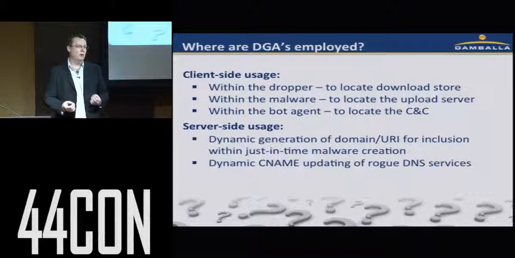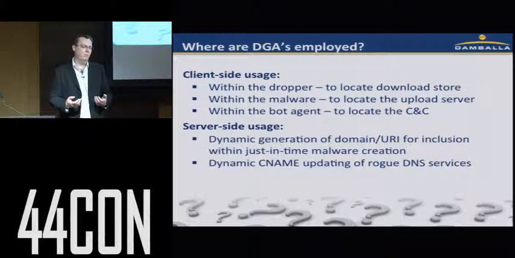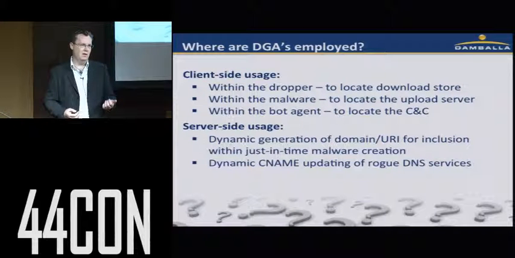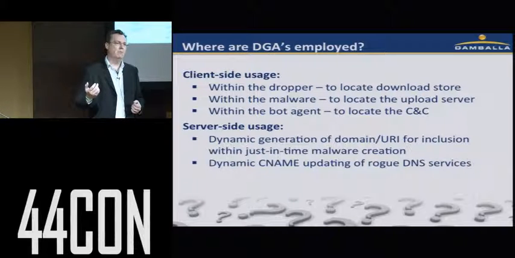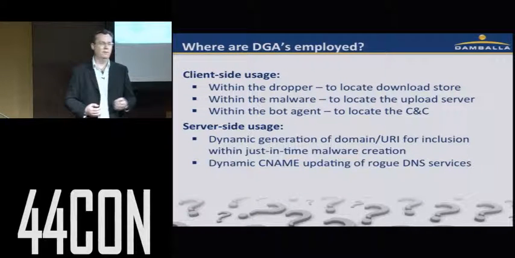When you see that, it often falls into an area we call triple flux. So you'll have the fast flux, double flux, and now the triple flux, where you're having the IP address of the destination changing, you have the IP address of the DNS server changing, and then you have the domain name changing that's pointing to the DNS recursives.